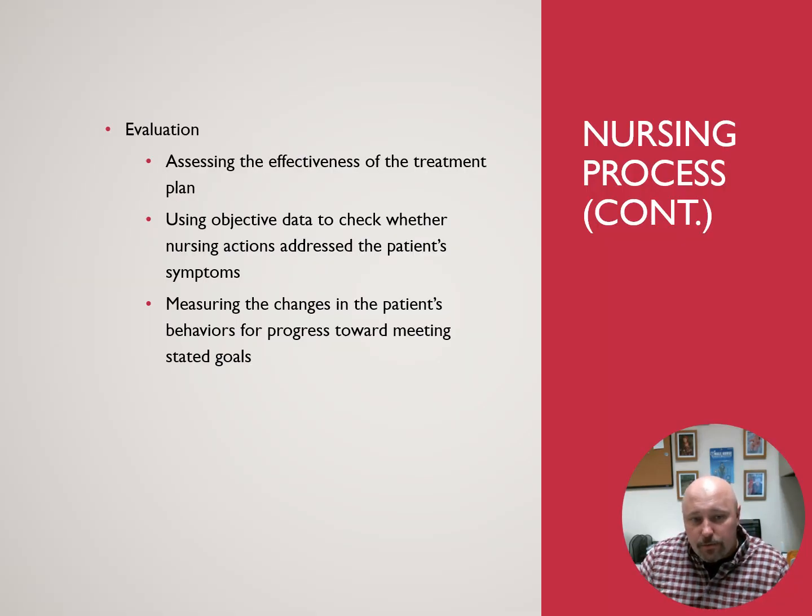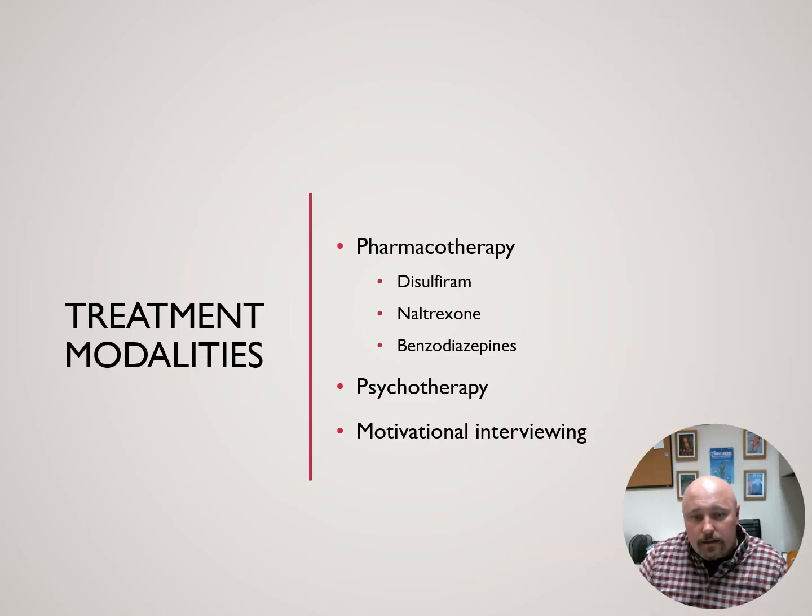For evaluation, we're going to be assessing the effectiveness of the treatment plan, using objective data to check whether nursing actions address the patient's symptoms, and measuring the changes in the patient's behaviors for progress towards meeting those stated goals. For pharmacotherapy, there would be things like disulfiram for helping with alcohol abstinence, naltrexone, and benzodiazepines.